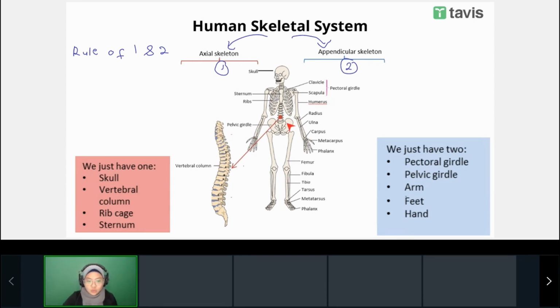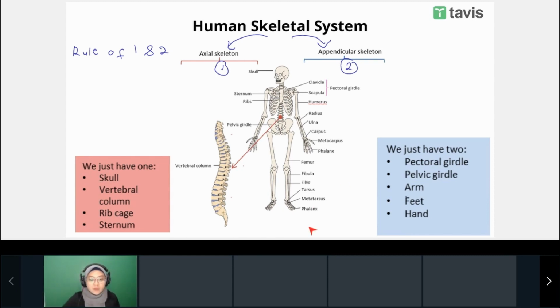Okay, what else do we have two of? The pelvic girdle. We have the right side and the left side pelvic girdle. We have two, which means it belongs to the appendicular skeleton category. We also have two hands and two legs, so all the bones of the hands and the legs belong to the appendicular skeleton. So easy, the rule of 1 and 2: 1 for axial, 2 for appendicular skeleton.